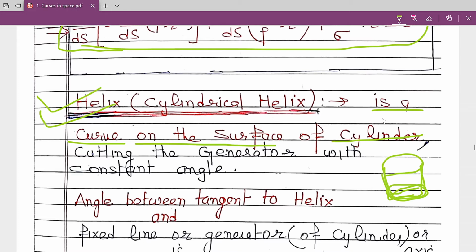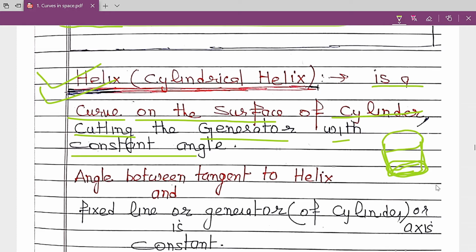Now, what is the aim of a curve in the case of a helix? That curve cuts the generator with a constant angle. So remember this: the angle between the curve and the generator is constant. The curve is in a spiral form around this cylinder. Clear? So the angle between the generator and the tangent to the curve is constant, and that curve is called a helix.